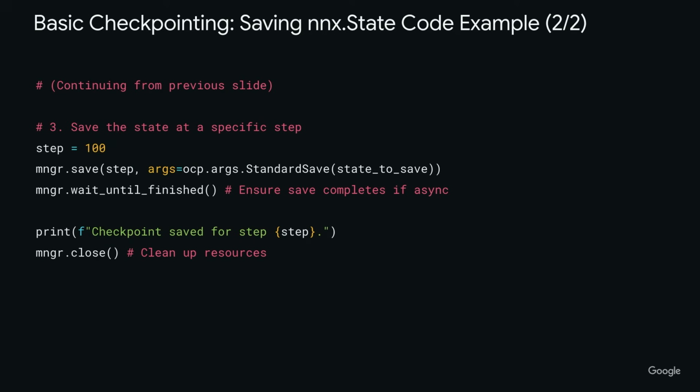Continuing the example, we define the current training step, say for example 100, and we call manager.save, passing the step number and the state. Here we show wrapping state to save directly in ocp.args.standard_save. We call wait until finish to make sure that the save completes before we proceed or exit. Finally, we print a confirmation and close the manager to release any held resources.